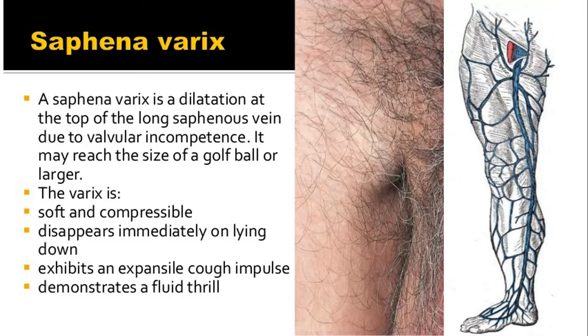Saphena varix. This word is from the varicose veins. Here is a saphena varix. You can appreciate the swelling here. It is 4 centimeters below and lateral to the pubic tubercle.